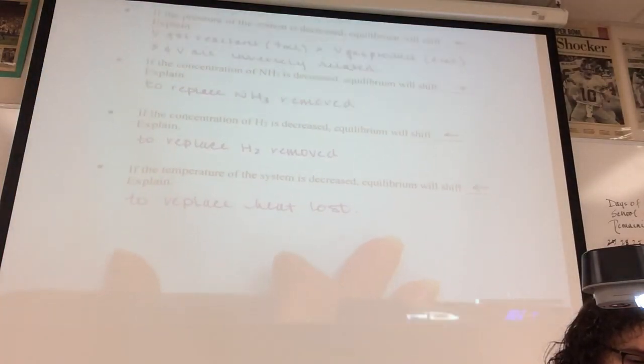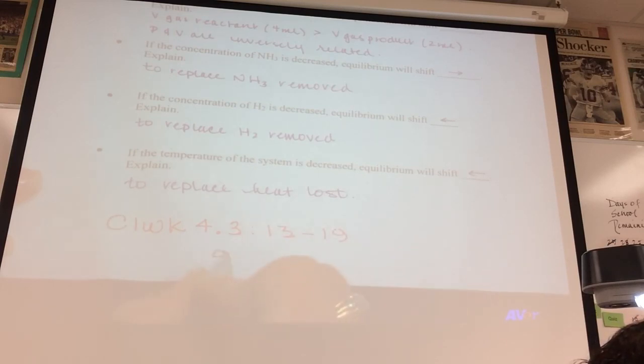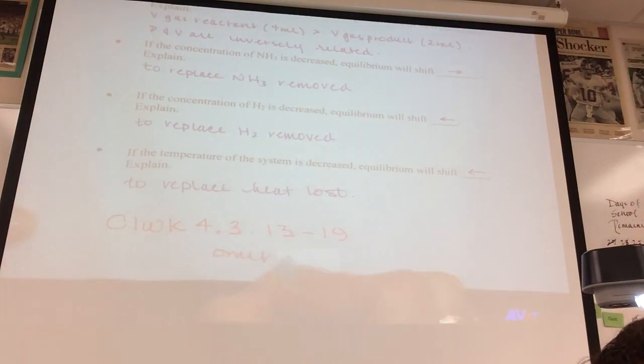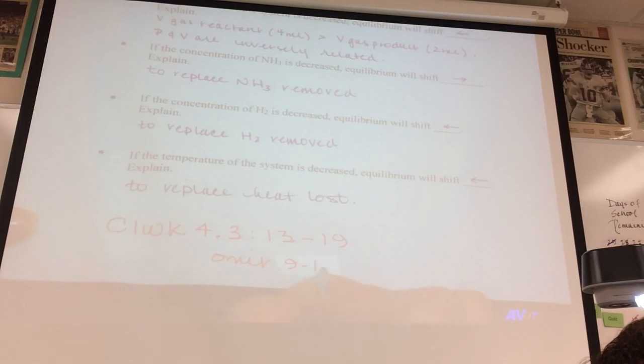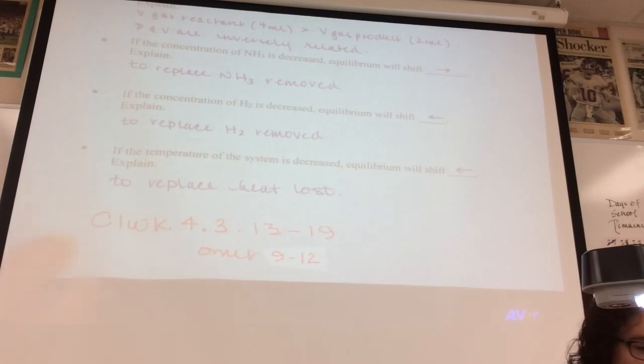The classwork that you want to complete is as follows. We are omitting 9 through 12. You already did 1 through 8. So we're omitting 9 through 12. Although some of you, I think we should go over 10 through 12. I think it would be a good setup for next year.